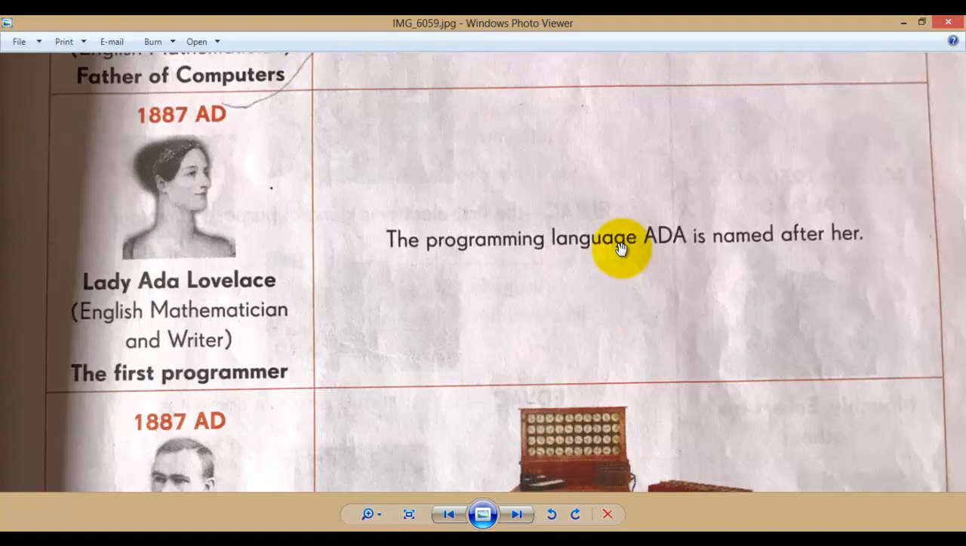So in 1887, Lady Ada Lovelace developed a programming language called Ada, and for the first time in human history, programming was developed from here. So she is also known as the first programmer in our history.